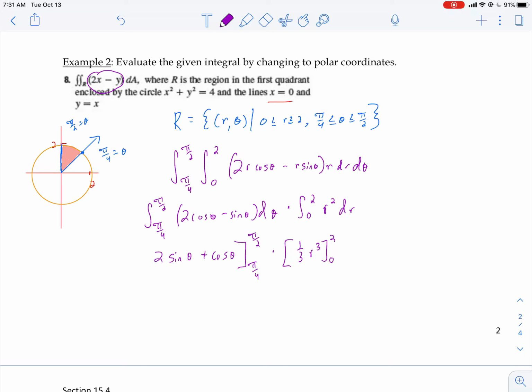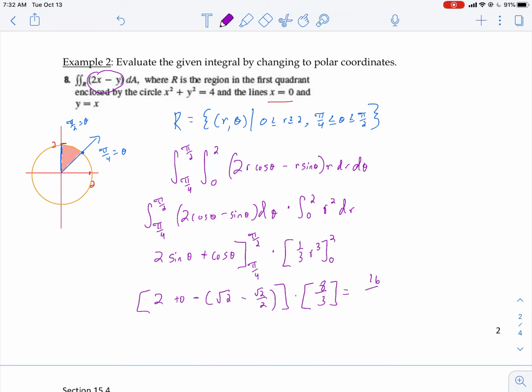So when I plug in pi over 2, 2 sine pi over 2 is just going to be 2. When I plug into cosine pi over 2, that's just going to be 0. When I plug in pi over 4, 2 sine pi over 4 is going to give me square root of 2. And then plugging in pi over 4 for plus cosine pi over 4 is going to be plus square root of 2 over 2. Then times, and then plug in 8/3 to the right. And then I have 0.